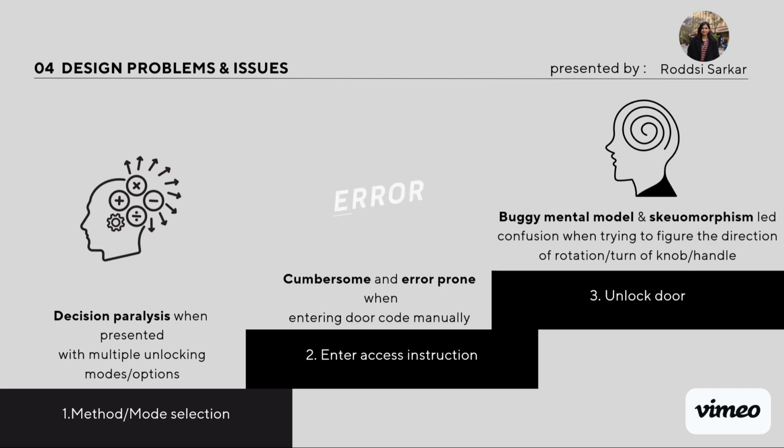Third, the guest succumbs to a buggy mental model, I would say, falling prey to the negative aspect of, wait for the term, it's called skeuomorphism, which I'll explain in a moment. But this happens when the guest or the visitor is contemplating which way to turn the knob or handle to unlock the secondary lock. It might not be apparently understandable from this slide, but I'll explain it in a moment.